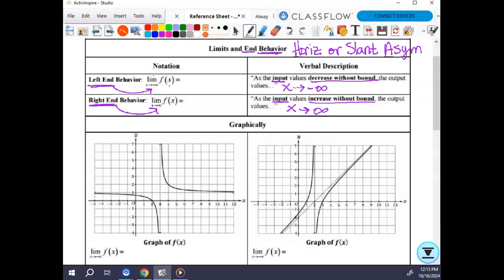Right? So we got to know what it looks like in limit notation, what it looks like in words, so we can get it all correct, because the concept itself isn't difficult for you, I don't think. Then we look at this graphically.